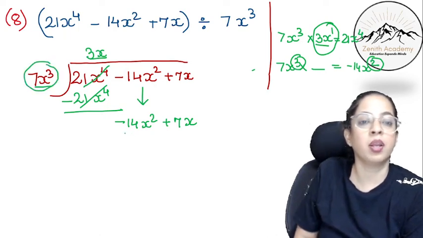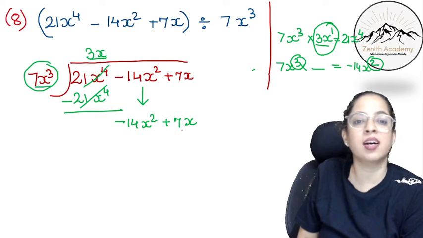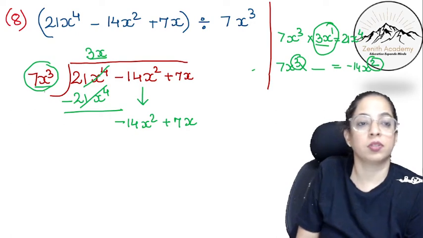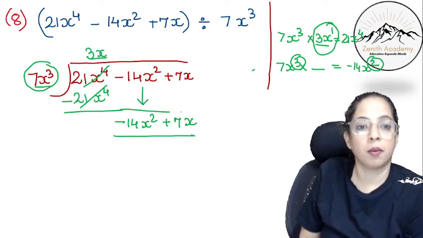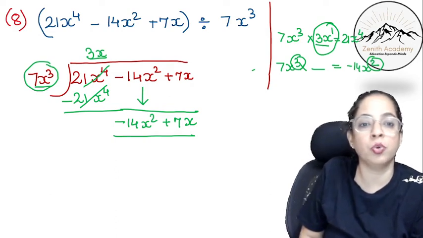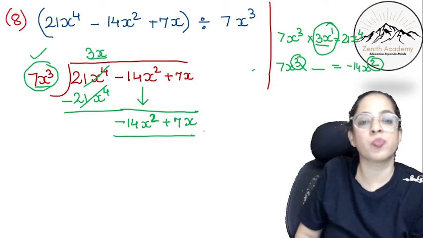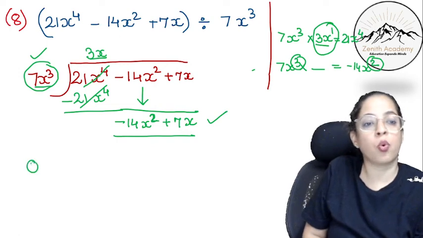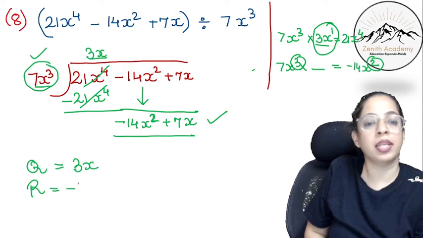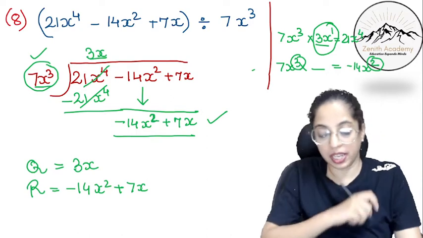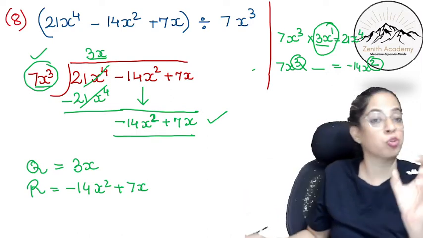So this is a bigger number. The divisor is a bigger number and this is a smaller number. So this remains the remainder. Correct? You cannot divide this by 7x cube because 7x cube is a bigger degree. 3 is a bigger number than 2 here. So degree of the divisor is bigger than the degree of the dividend. So it can't be divided. So our quotient here becomes 3x and your remainder is minus 14x square plus 7x. This was a different case where the remainder is a bigger number and the quotient is a smaller number.